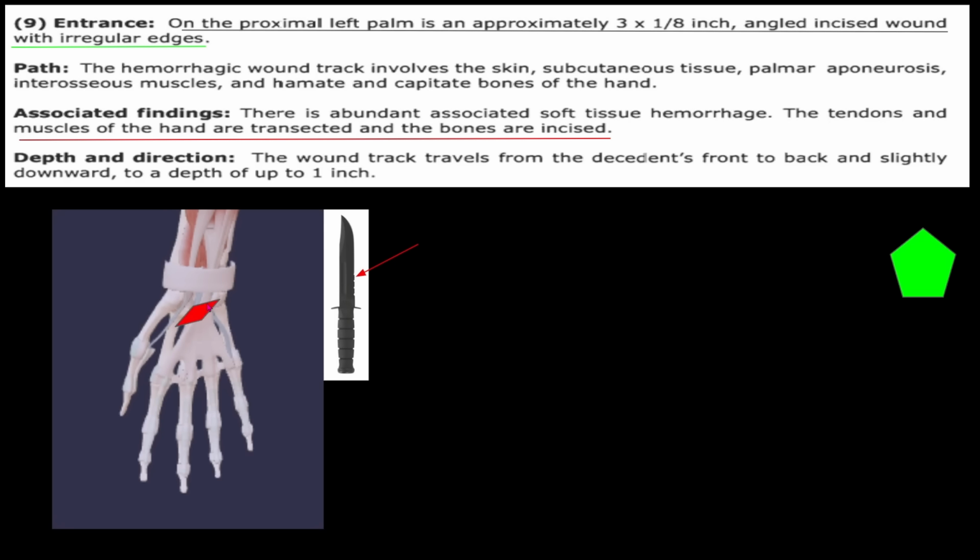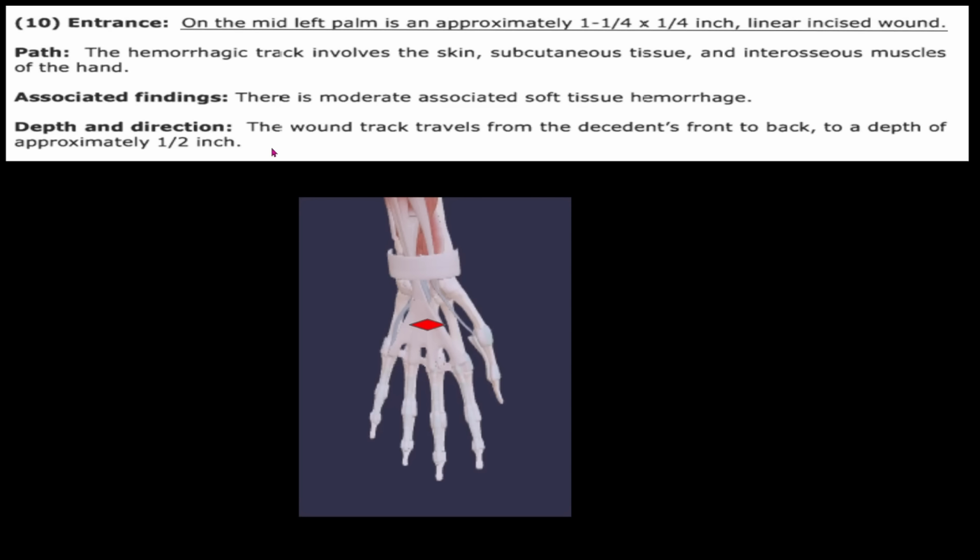On the left palm, there's another defensive wound. And this one was deep, cut the bones and all the muscles on the palm. And irregular edges indicate a serrated blade. And then on the mid left palm, we've got another one, another defensive wound, incised wound.